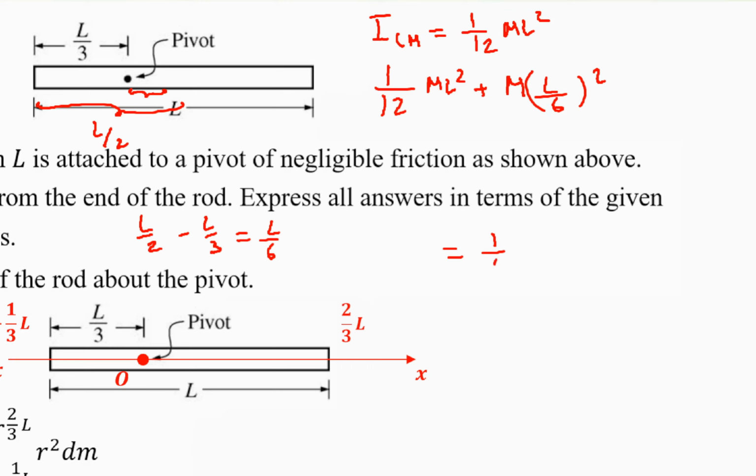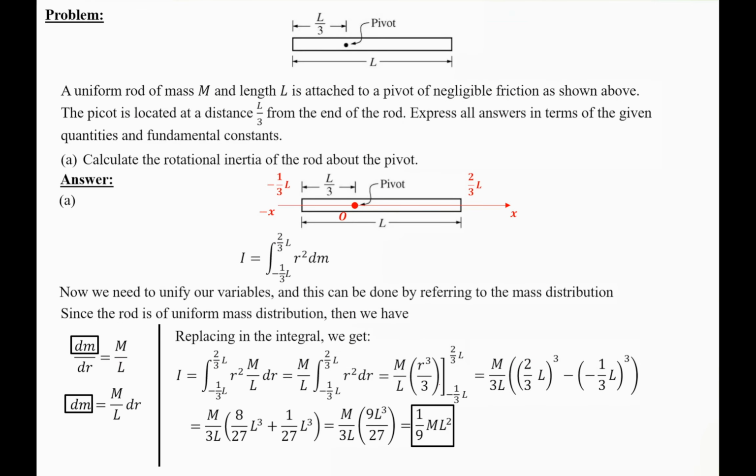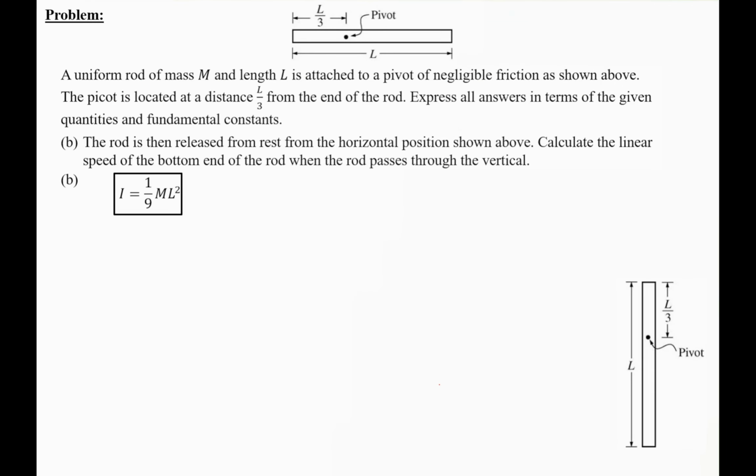That would be 1 over 12 plus 1 over 36, with M L squared as a factor. Here we can do the common denominator, multiply by 3. That would be 3 over 36 plus 1 over 36 M L squared, which is basically 4 over 36, which gives us again 1 over 9 M L squared, the same result that we obtained here. So far we know that the rotational inertia about this pivot is 1 over 9 M L squared. Why is this important? Because anything that we need to calculate, whether rotation around this pivot or the torque, we need to use this rotational inertia.